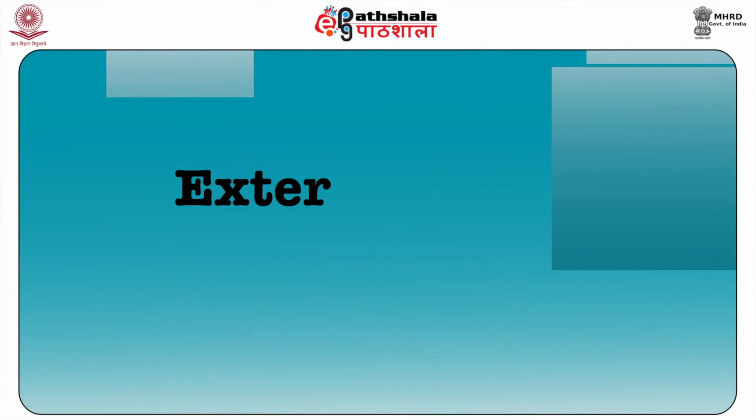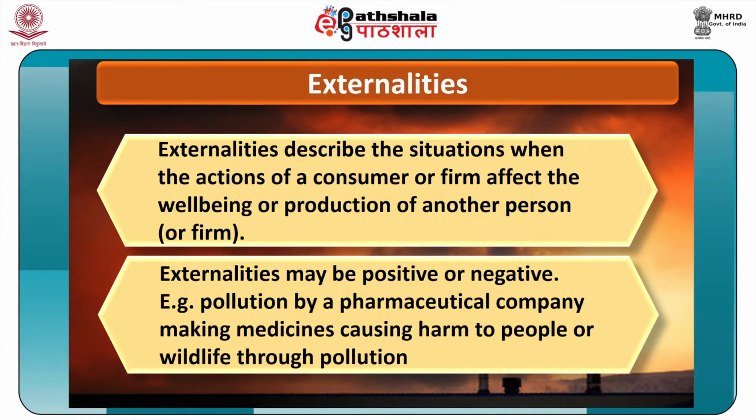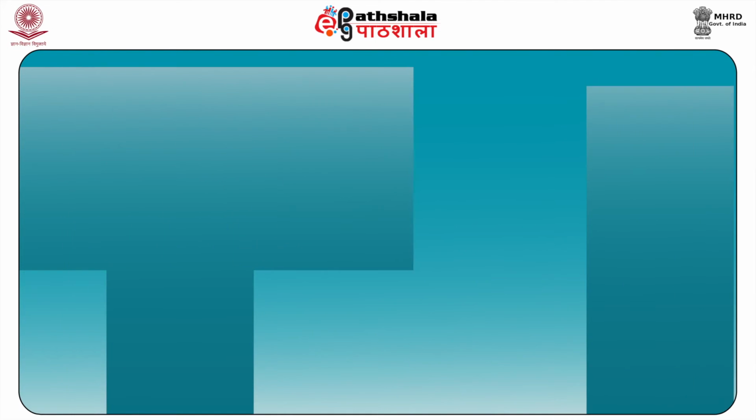Externalities. In economics, externalities describe the situations when the action of a consumer or firm affects the well-being or production of another person or firm. Externalities may be positive or negative. For example, pollution by a pharmaceutical company making medicine, causing harm to people or wildlife, is an example of negative externality. Similarly, a vaccination program is an example of positive externality associated with healthcare provision. Externalities are important in economics because they may lead to inefficiency.